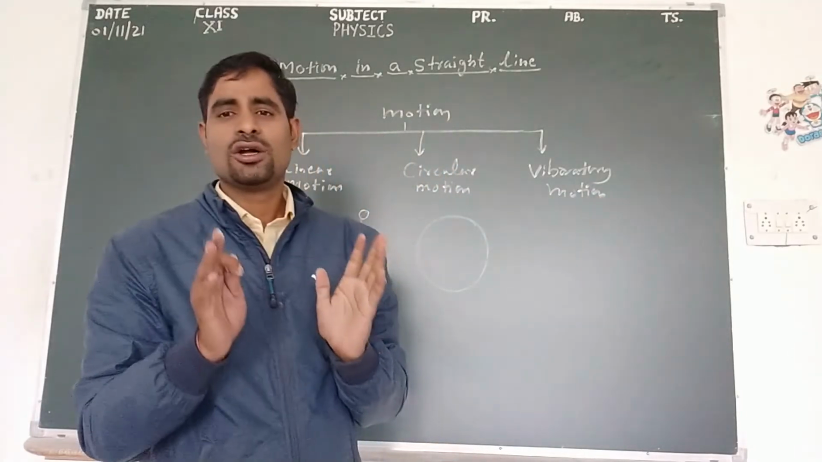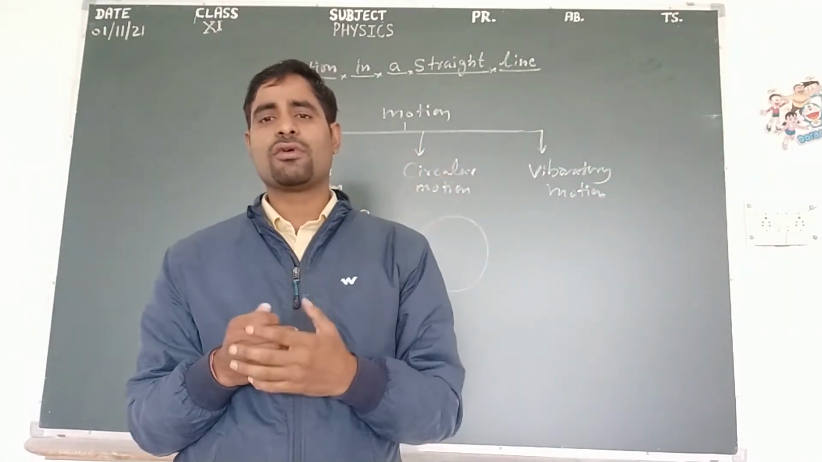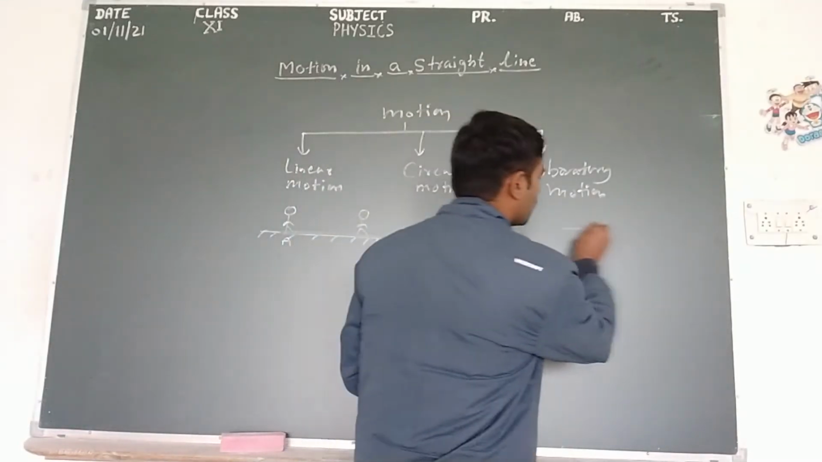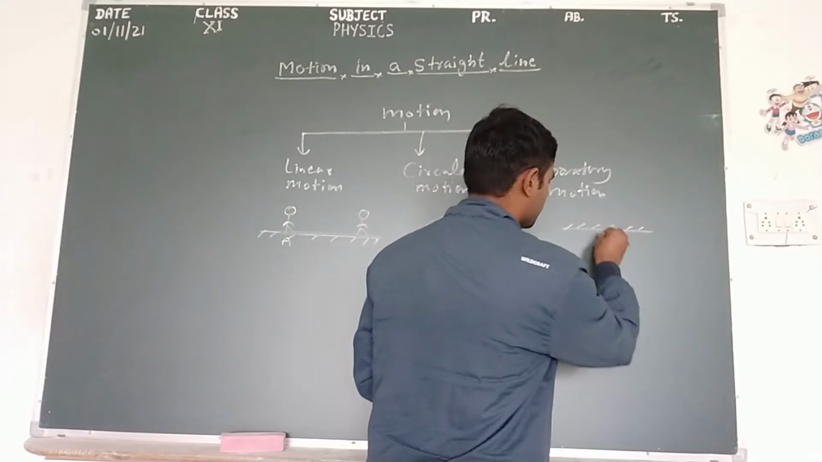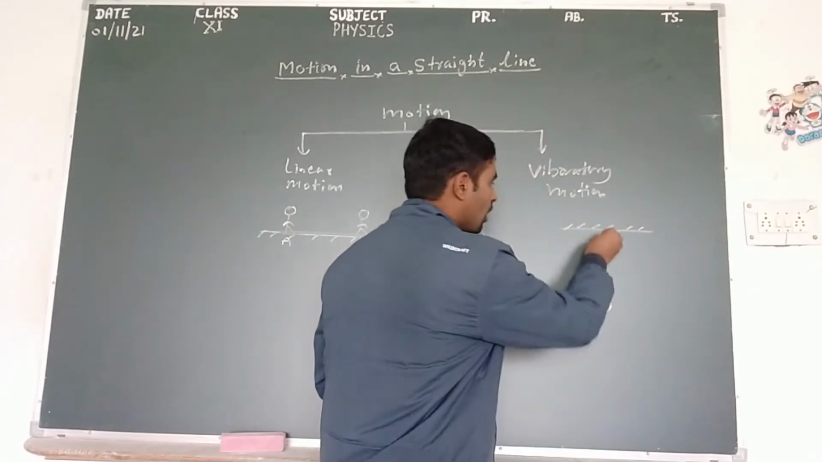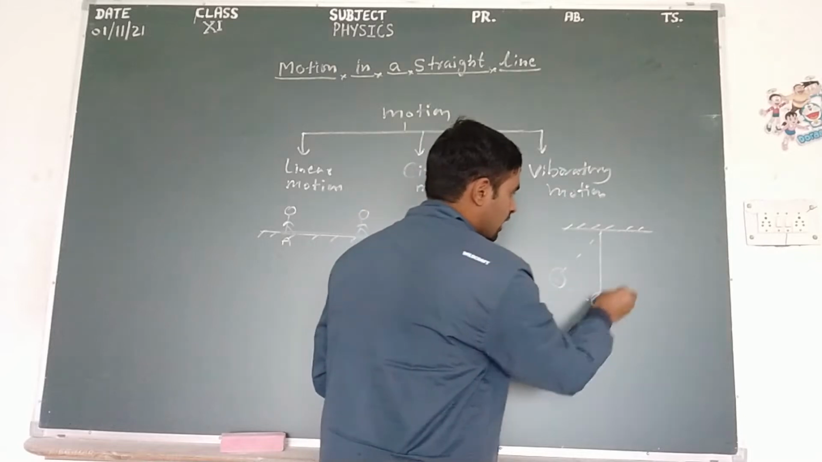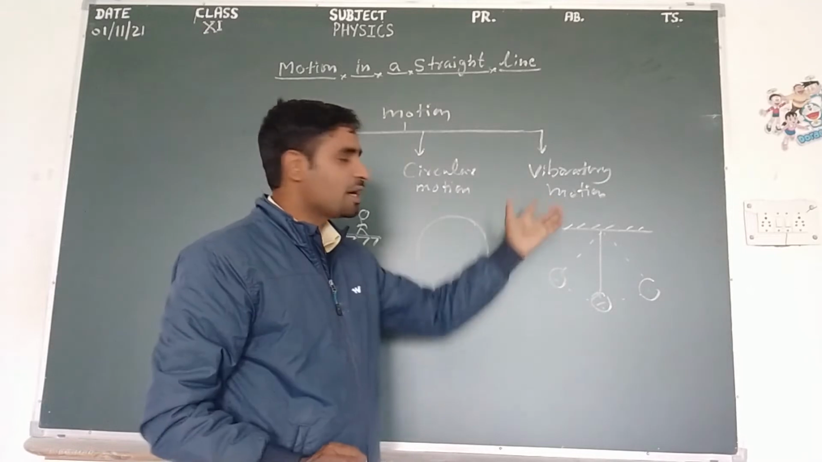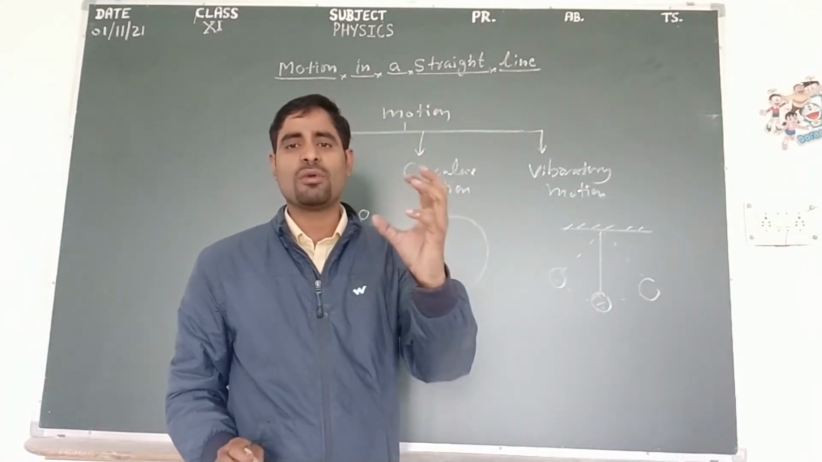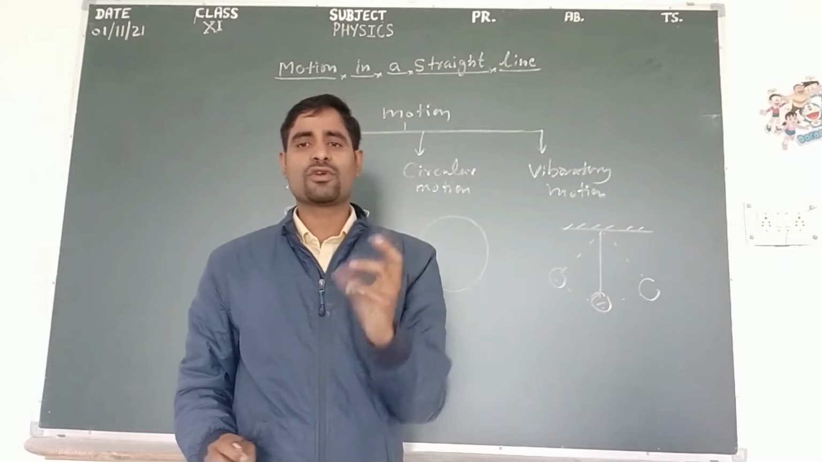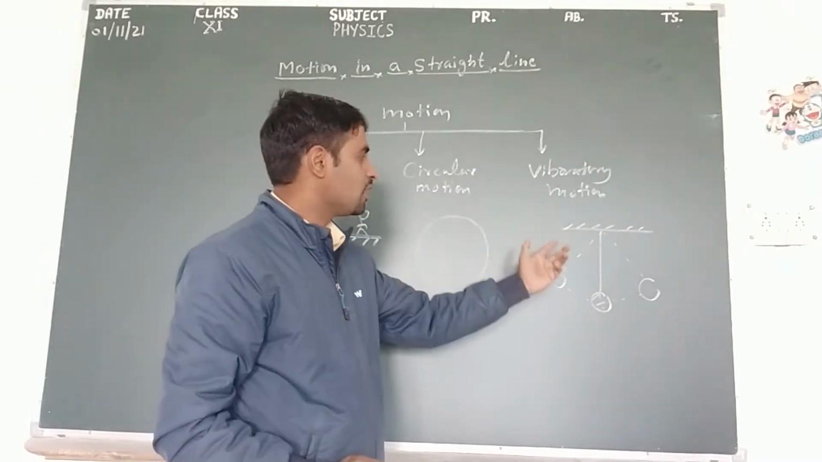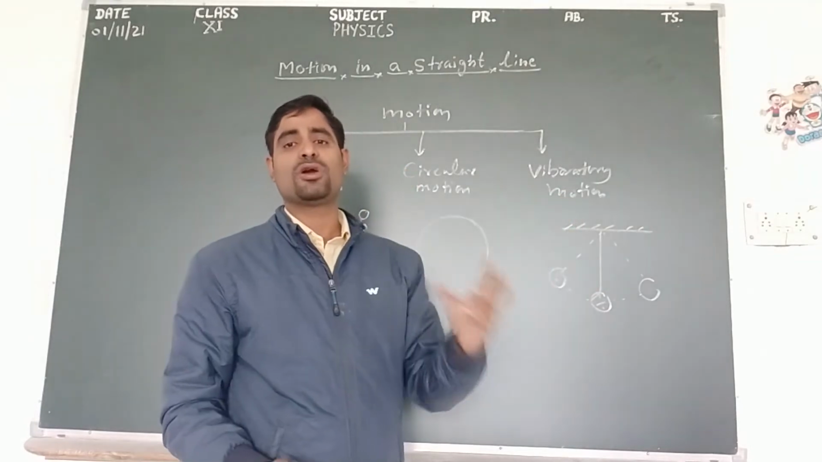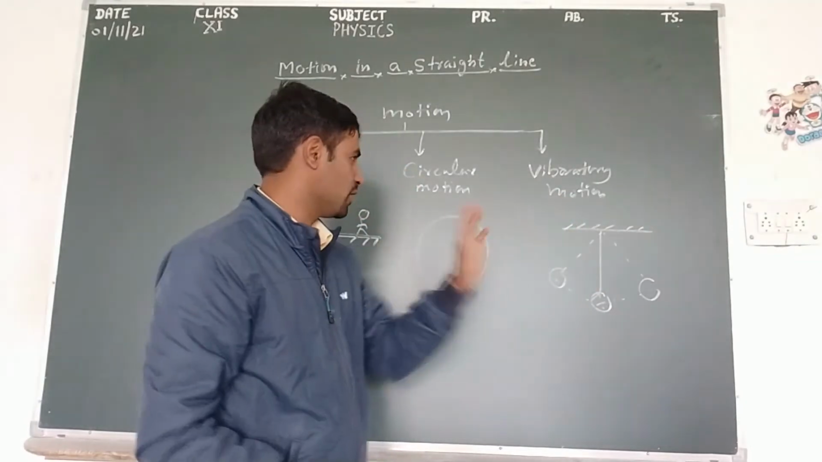Vibratory motion means to and fro motion of the object. Back and forth motion of the object is known as vibratory motion. For example, the motion of a simple pendulum. When a ball moves about a fixed point, then the motion of the ball is known as vibratory motion. Vibratory motion means the object moving about a fixed point, to and fro, back and forth. Examples of vibratory motion are the motion of a simple pendulum and the motion of a tuning fork.